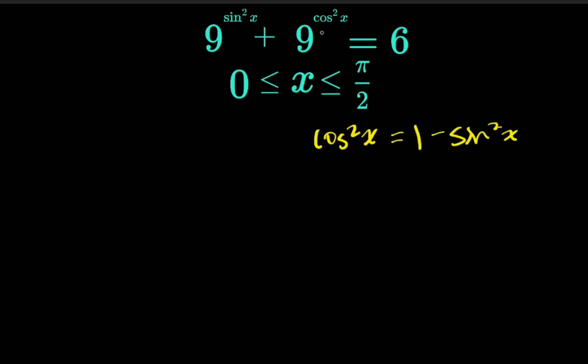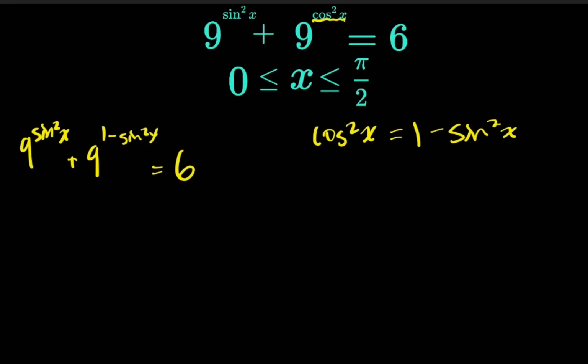We can now plug this back in for this exponent, and we get 9 to the power of sine squared x plus 9 to the power of 1 minus sine squared x equals 6. If we take a closer look at the second term here, we can simplify it a little bit further. We can simplify 9 to the power of 1 minus sine squared x into 9 over 9 to the power of sine squared x. Let's plug that back in.